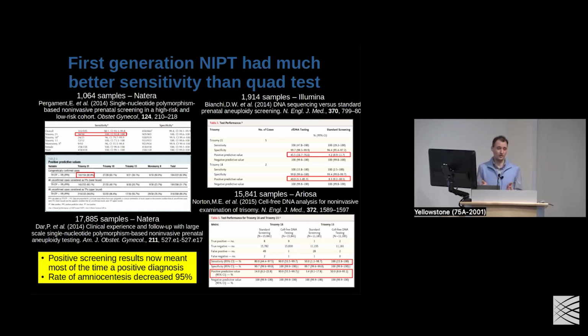And also what changed a lot is that suddenly all these women that were receiving positive results before, now they didn't anymore. And so the rate of amniocentesis decreased 95%. Well, that was something that was routinely done in the clinic. Now it's done sporadically, basically. But it's still done because, again, there are cases where even this NIPT screening test turns out positive, but then it's just a scare.